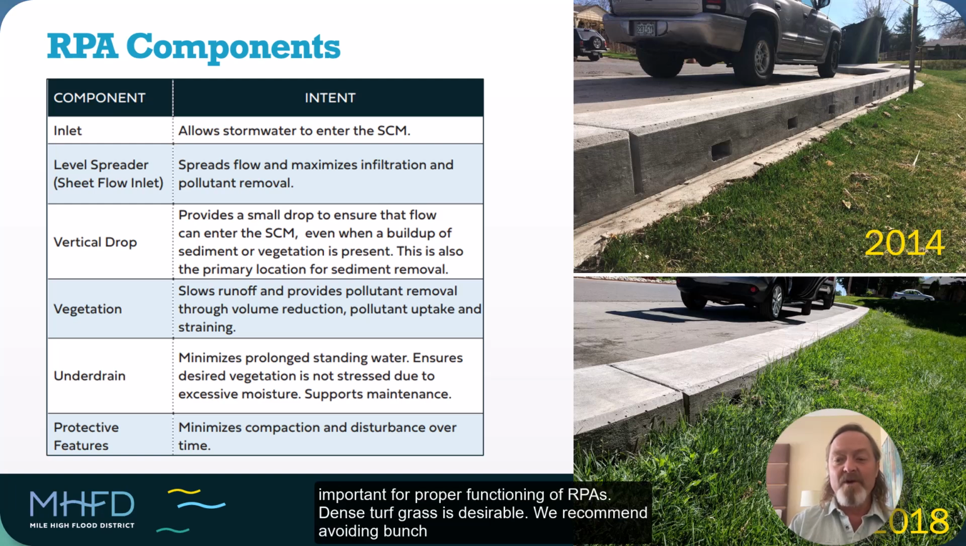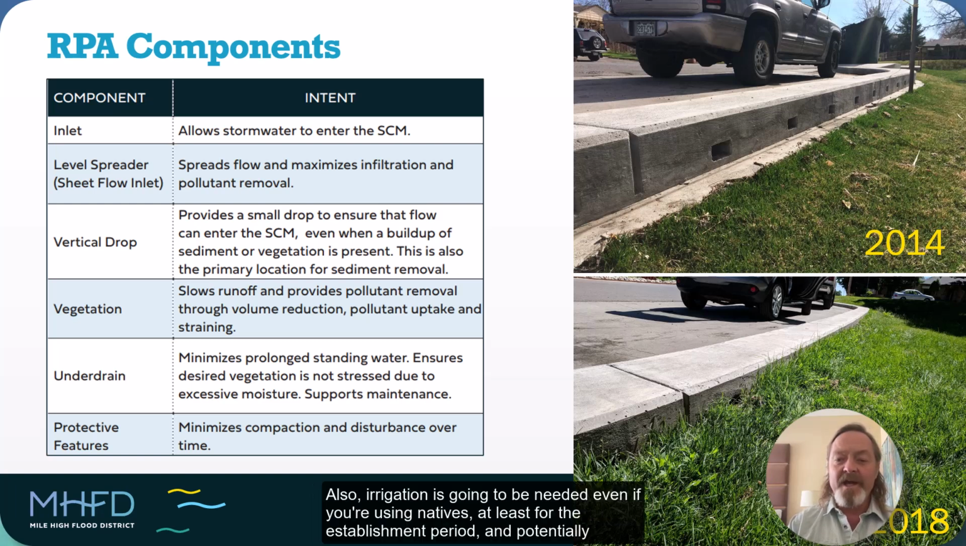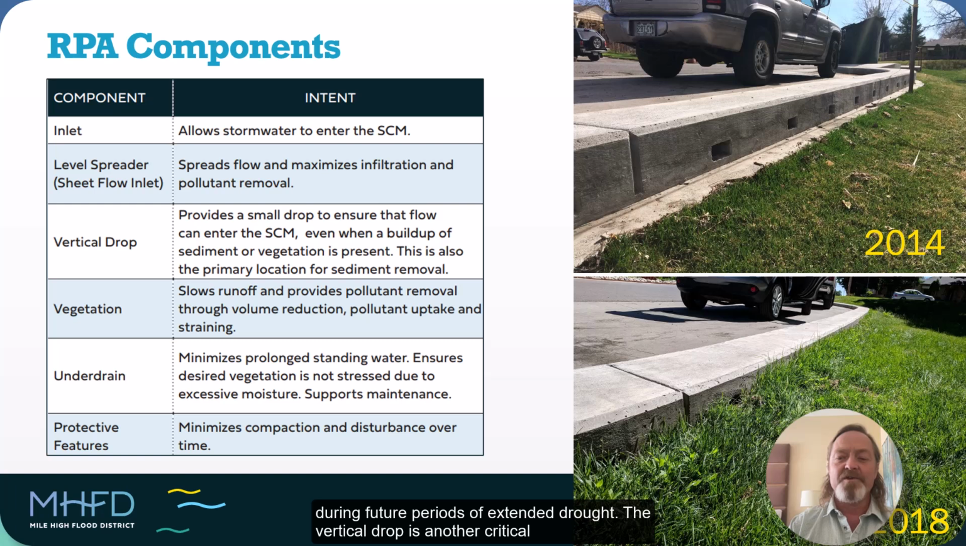Vegetation is important for proper functioning of RPAs. Dense turf grass is desirable. We recommend avoiding bunch grasses because those can leave a lot of bare ground between the plants that can create preferential flow paths through the buffer. Also, irrigation is going to be needed even if you're using natives, at least for the establishment period and potentially during future periods of extended drought.